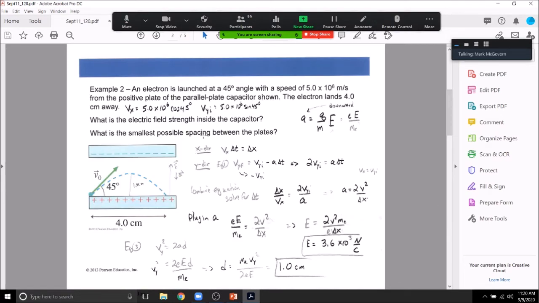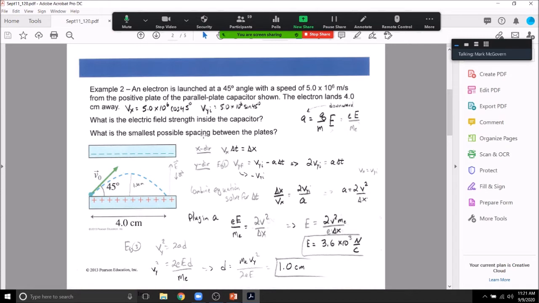All right, so we have an electron. You see the word electron, right? Fundamental charge, mass of the electron. Got to make sure you keep track of those things. Mass of the electron, 9.11 times 10 to the minus 31 kilograms. Fundamental charge, 1.6 times 10 to the minus 19. We launch at 45 degrees with a speed of 5 times 10 to the 6 meters per second away from the positive plate.